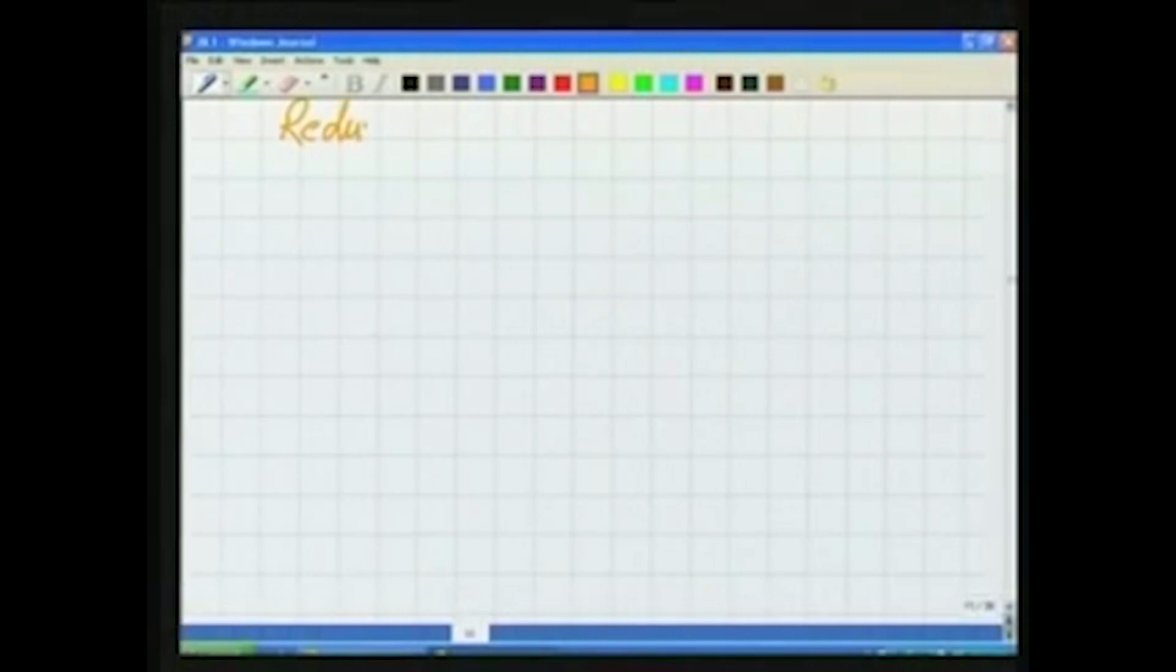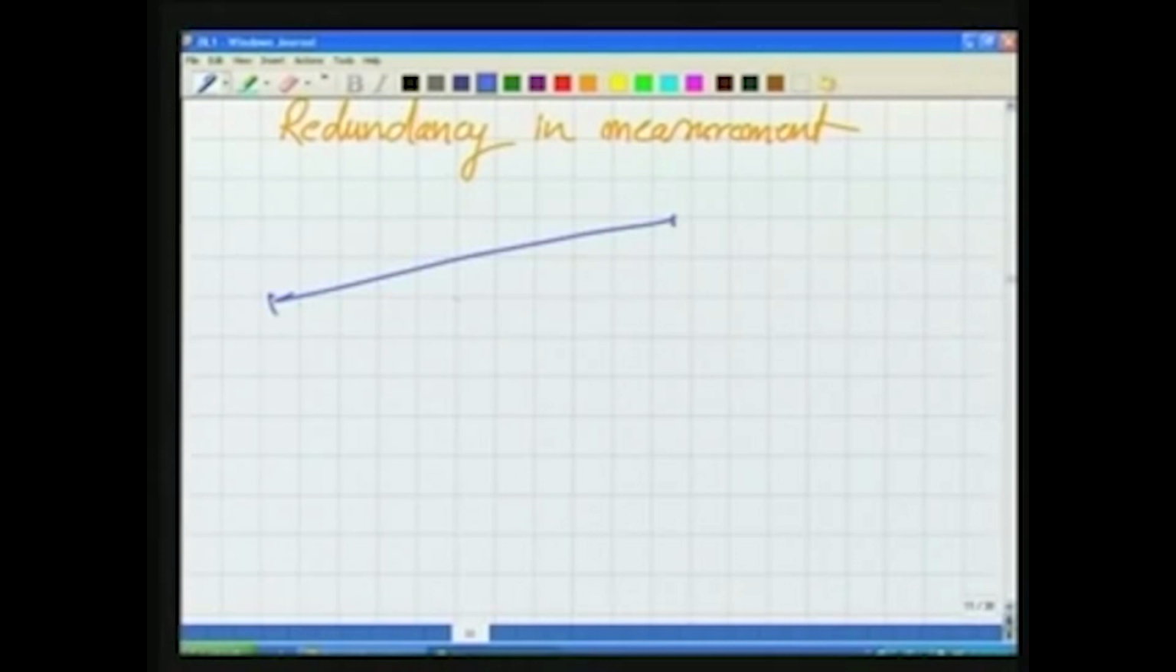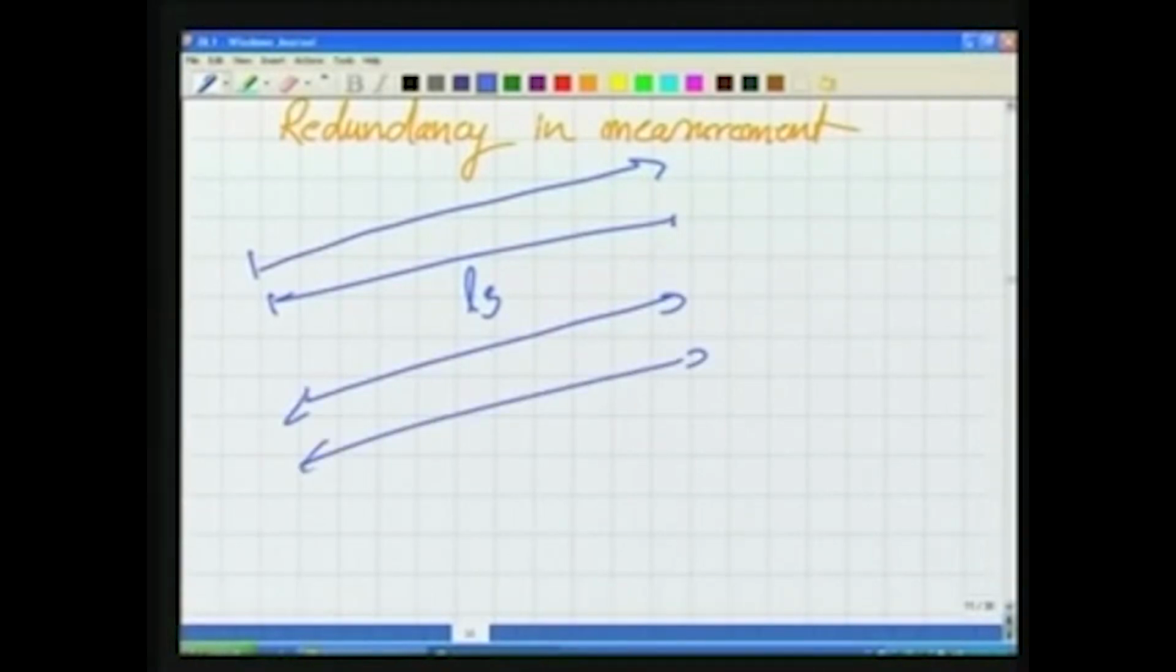So what should we do? How can we avoid this kind of thing? To avoid this, there are two ways. Number one, we say redundancy in measurement. What is the meaning of that? If we are measuring a length L3, we should measure it a number of times. You measure this length from here to here, the first time, the second time maybe from this way, maybe a third time, a fourth time. So you are taking a number of measurements for the same length.